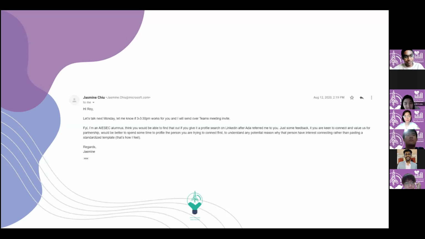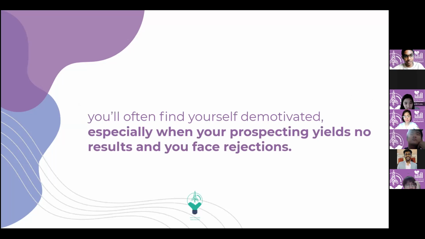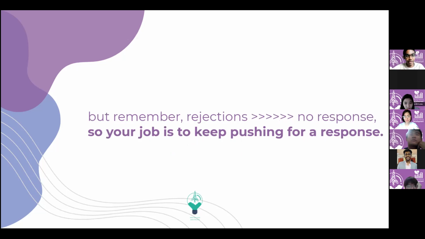So people give you direct feedback, and of course it hurts. But the most important thing is to realize that every mess up is also a learning. In the process of prospecting, if you're trying to build, measure, learn, especially when you're trying to come up with new ways of prospecting and trying new things, it's of course going to be tough. But at the same time, you will realize that every mess up is a learning. And even though you find yourself demotivated, and even though, let's say, the whole thing leads to no results and rejections, it's always about remembering that rejections are always better than no response.